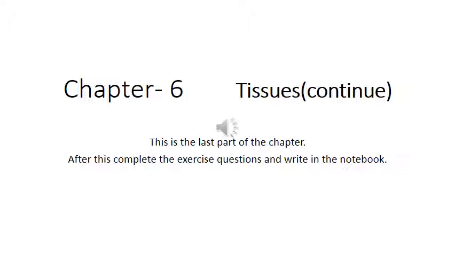The types of permanent tissue we discussed: simple permanent tissue and complex permanent tissue. Simple permanent tissues have further types: parenchyma, collenchyma and sclerenchyma. Parenchyma is further modified into two, that is chlorenchyma and aerenchyma. Okay, so this much we have discussed.